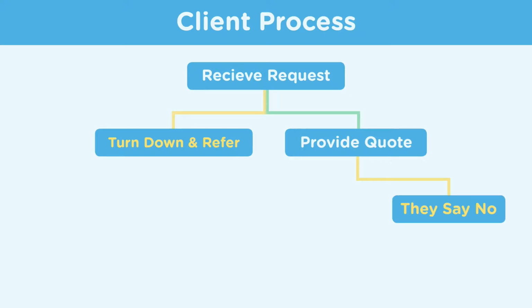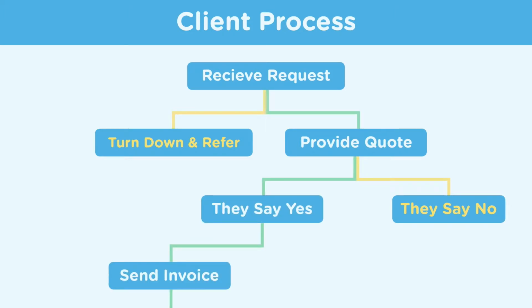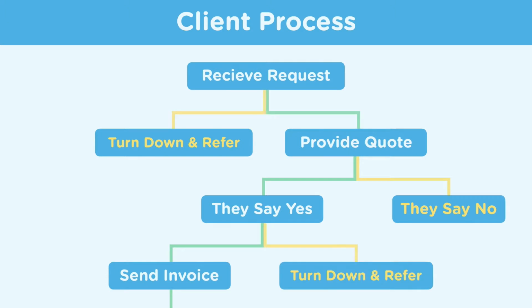Now, if they say no to the quote, then you can go ahead and move on as well. However, if they say yes, you can go ahead and send an invoice to them of that quote. On the other hand, if there happens to be anything that has changed in between the time you provided the quote and they said yes, you can reassess whether you still want to work with them or you still have the availability to. If you decide that you're not going to be able to help them, then you can go ahead and turn down and refer them now, before you take on their money and have given them a commitment to their project.